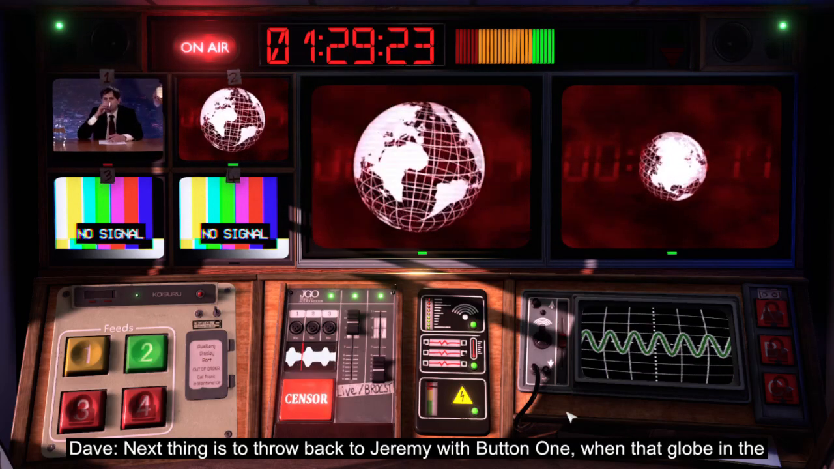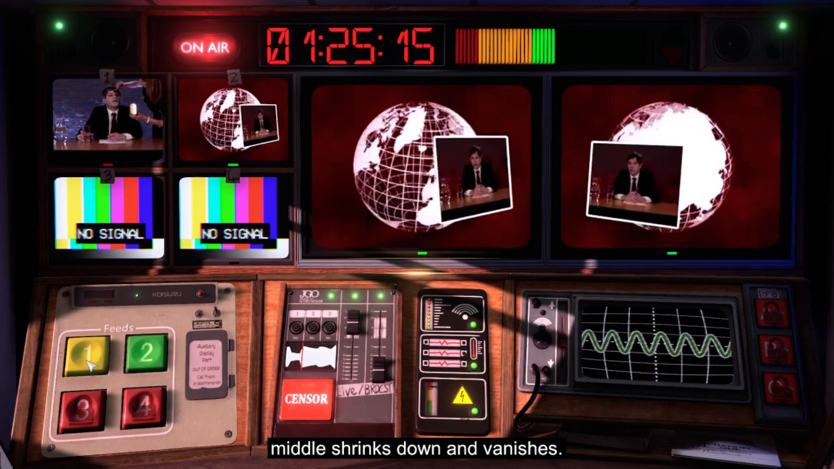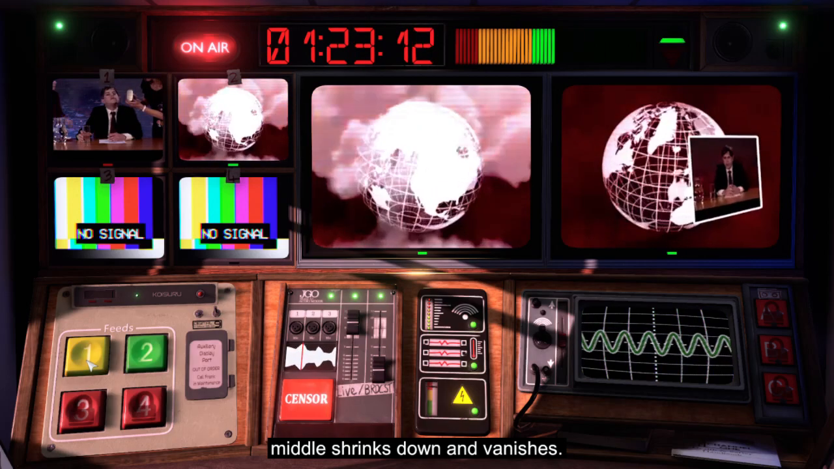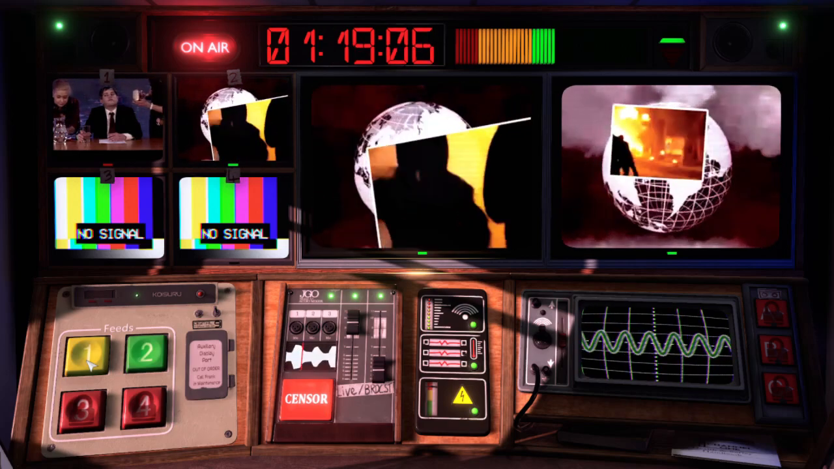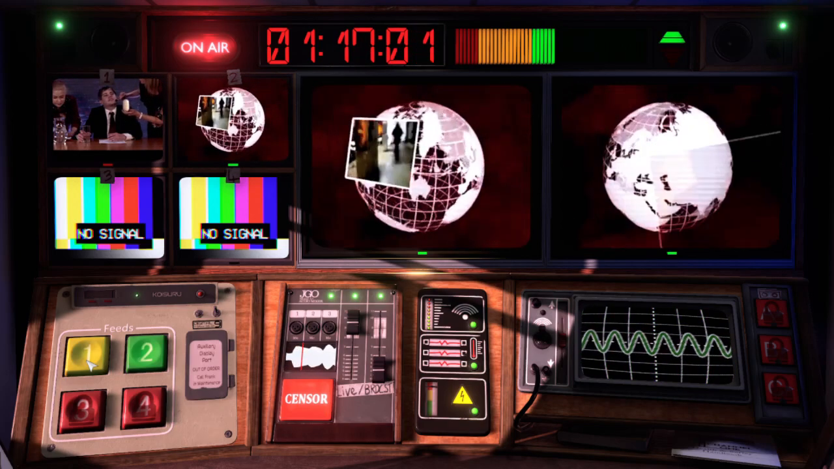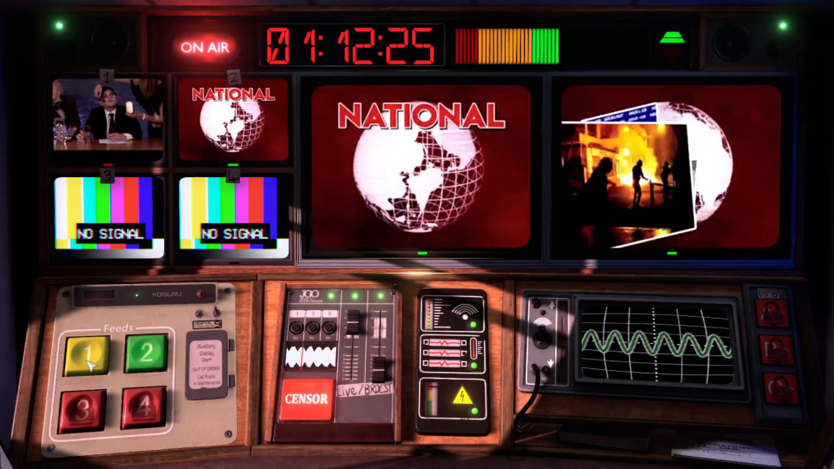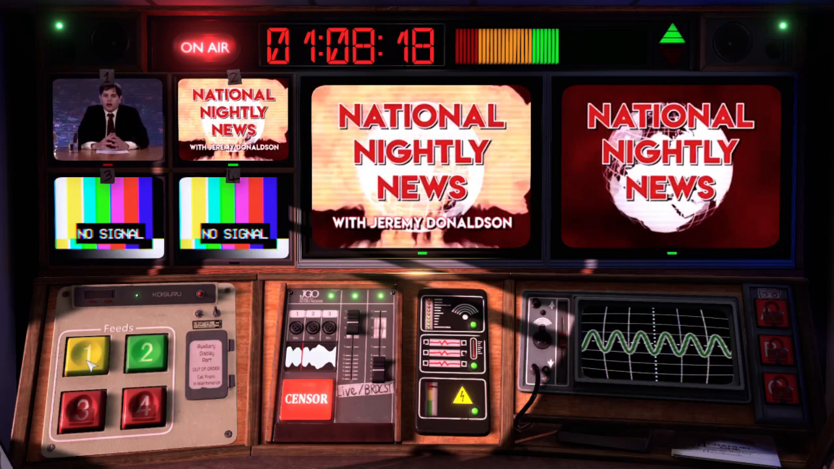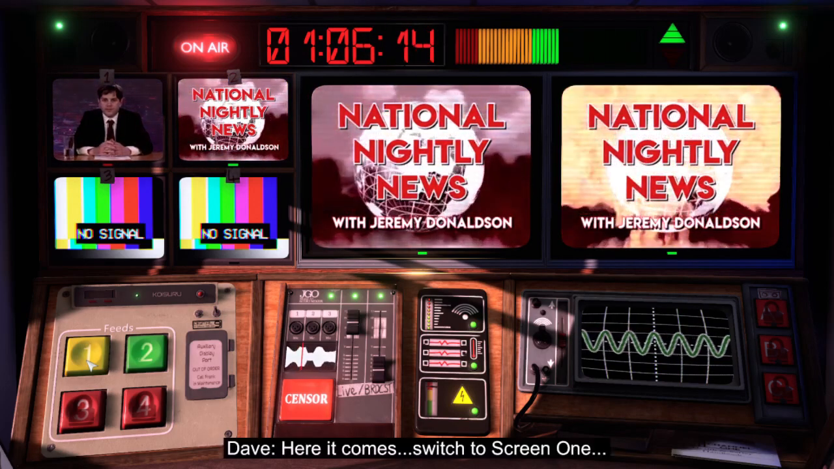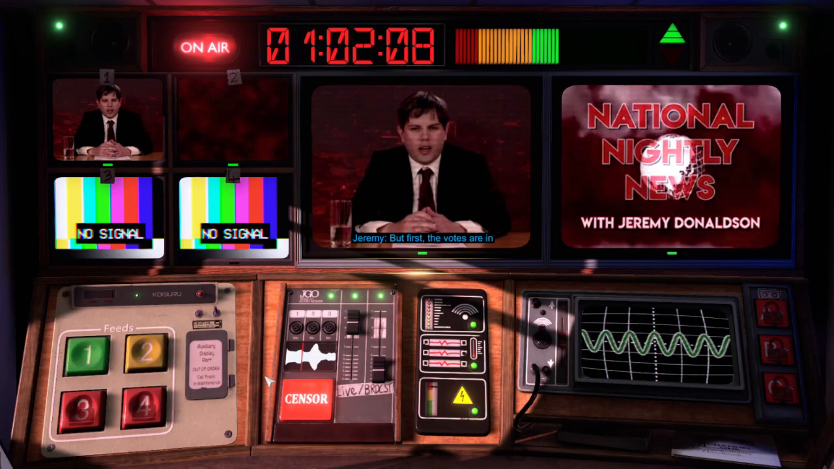Now, lovely, mate. Why did I just switch to Jeremy with button 1 when that globe in the middle shrinks down and vanishes? Like when that thing vanishes, I just hit 1 and go back. Okay, I'm still waiting. Switch to screen 1.